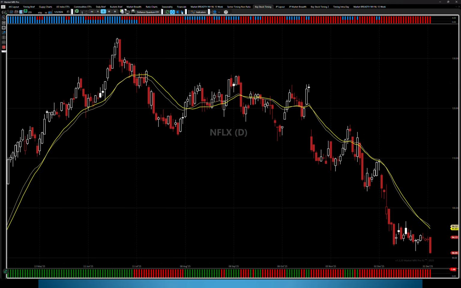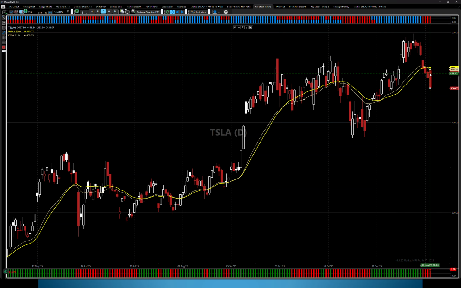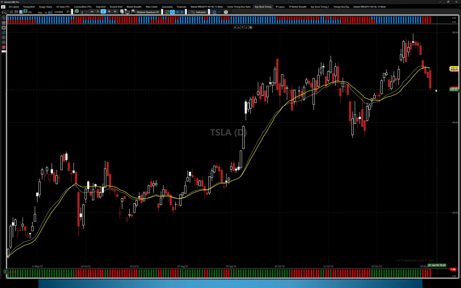Netflix, unfortunately, we're going to miss the best seasonality of the year because this one is mired in issues related to a takeout of Warner Brothers in a fight with Paramount. And then the next one is Tesla, all-time highs. This doesn't show the pre-market. They released deliveries on Friday, traded up 2%, and then they sold off hard. That doesn't look real good.